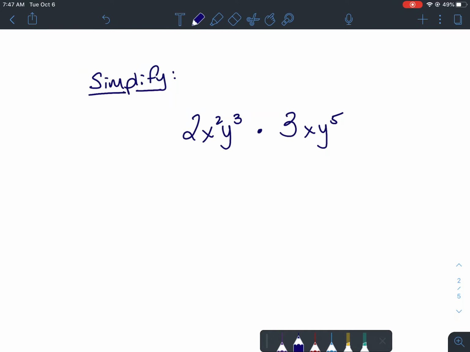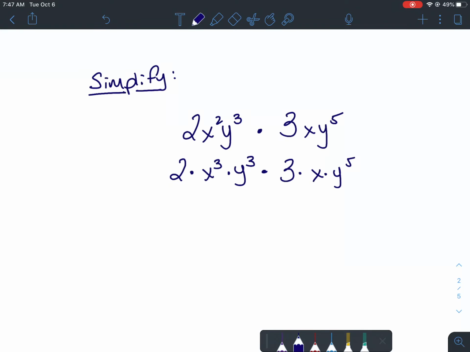So what we're going to do is we're going to actually rewrite this just a little differently. All of this is multiplication. 2x squared y to the 3rd is the same thing as 2 times x cubed times y to the 3. We just don't show that multiplication sign. Same thing with the second term. 3 times x times y to the 5th.